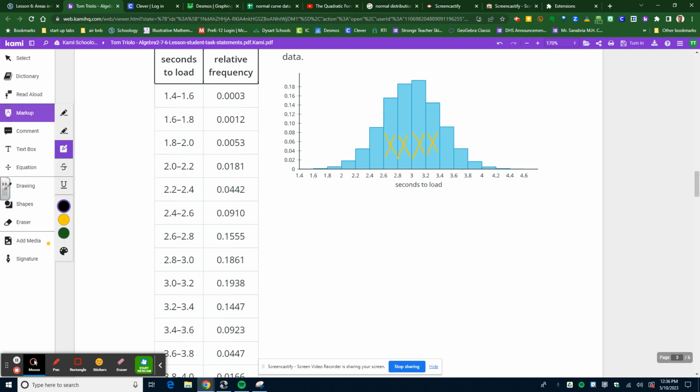All right. So from 2.6 to 2.8, that's this one. 2.8 to 3, that's this one. And this one and this one. So add up those 4 areas, and that is all the area within 1 standard deviation of the mean. So go ahead and do that.